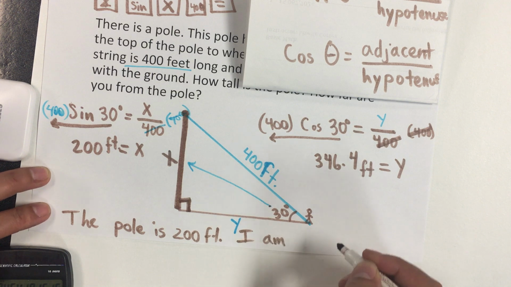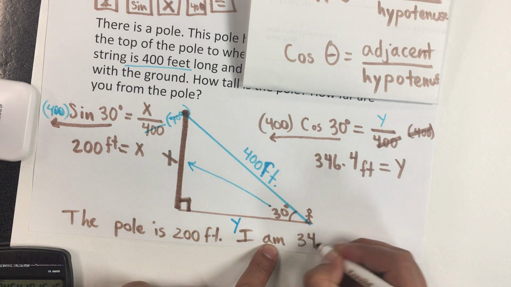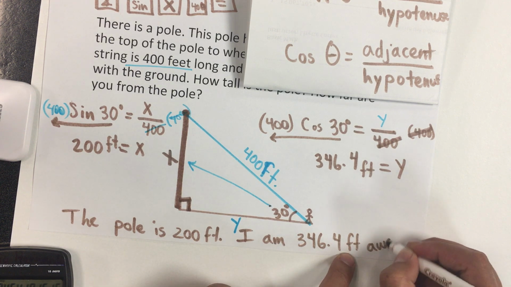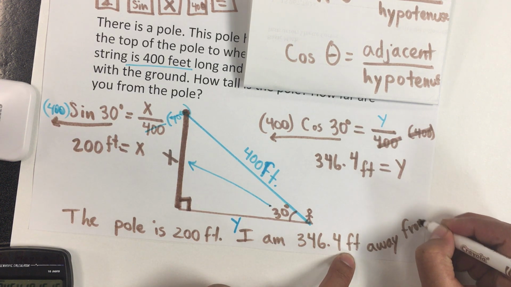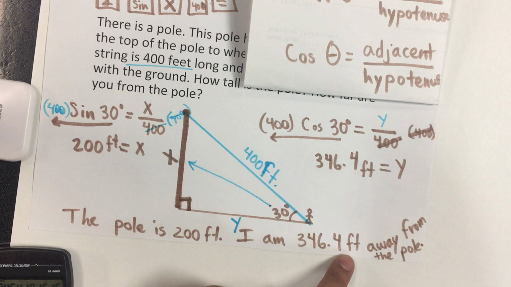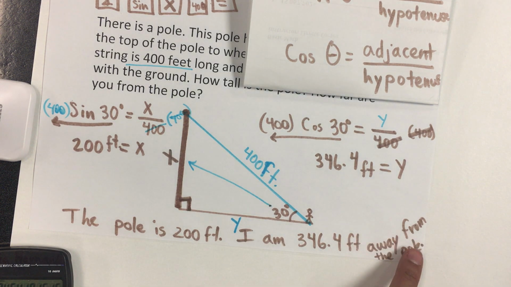I am 346.4 feet away from the pole. Don't forget your capital letter and ending period.